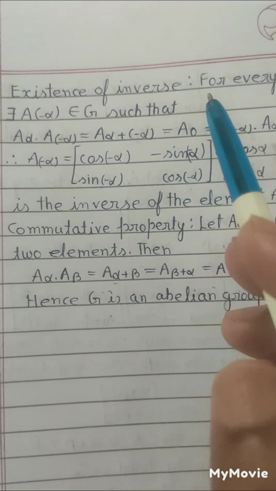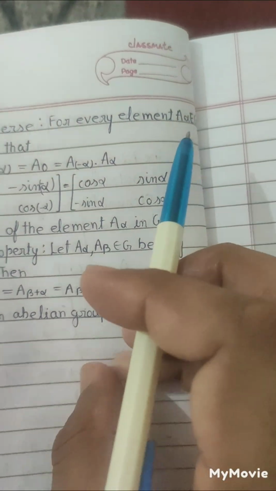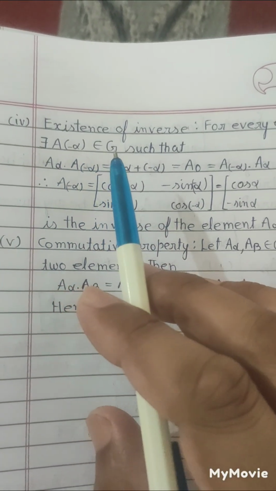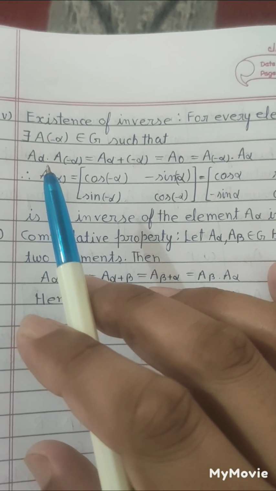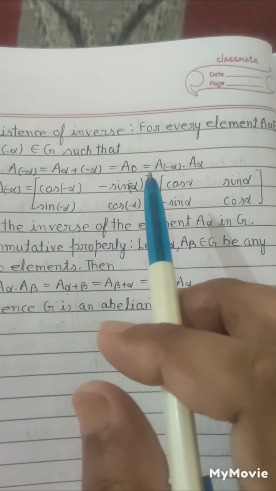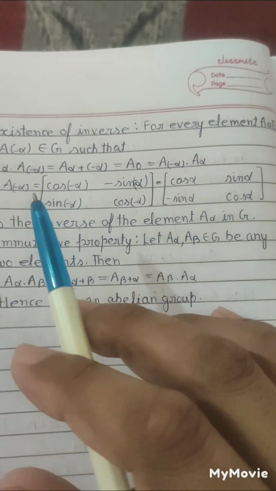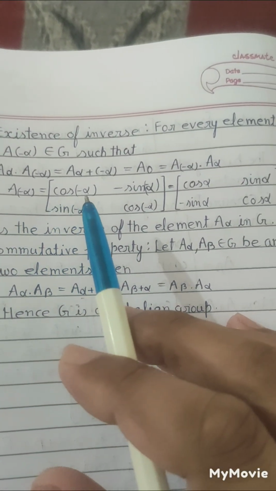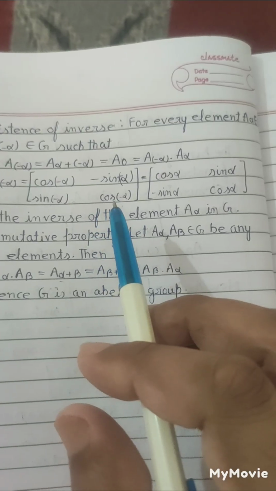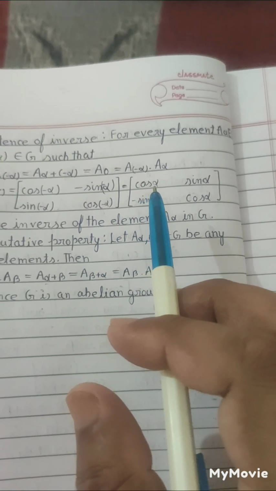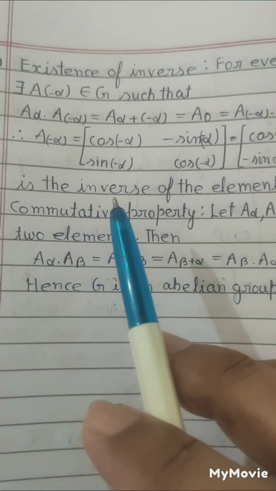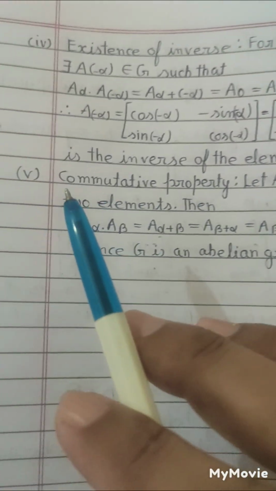Fourth, existence of inverse: for every element A alpha belonging to G, there exists A minus alpha belonging to G, such that A alpha into A minus alpha equals A alpha plus minus alpha equals A0 equals A minus alpha into A alpha. So A of minus alpha equals [cos of minus alpha, minus sin of minus alpha; sin of minus alpha, cos of minus alpha] equals [cos alpha, sin alpha; minus sin alpha, cos alpha], which is the inverse of the element A alpha in G.